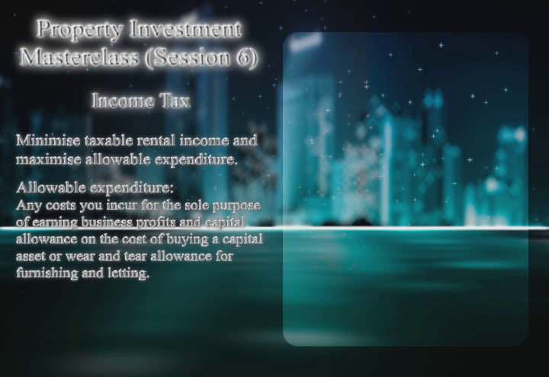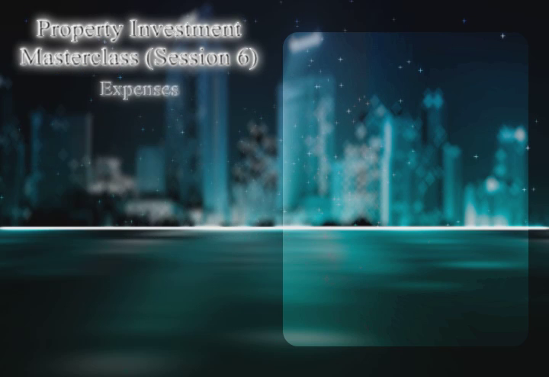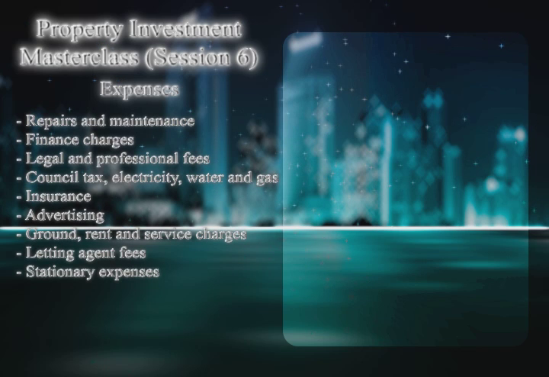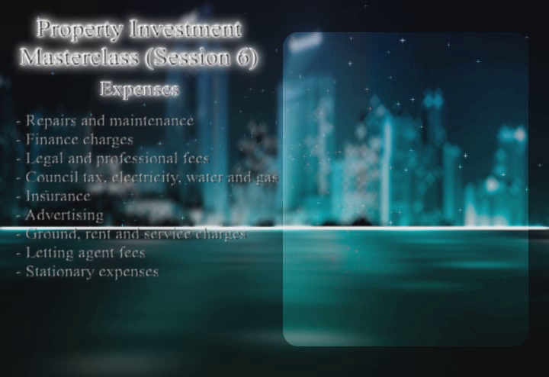So you have to make sure that you have got all these expenditures applied to your taxable rental income. Now I'll go through the list of what they are. The expenses that you can fully offset against your rental income are repairs and maintenance, finance charges, legal and professional fees, council tax, electricity, water and gas, if you pay it, insurance, advertising, ground rent and service charges, letting agents fees and stationery expenses. Now I'll go into detail about each one of those.